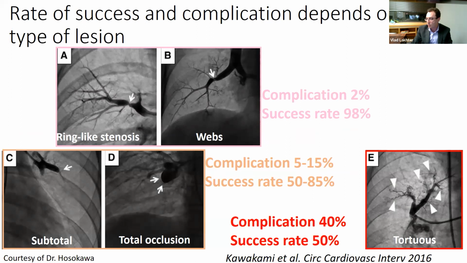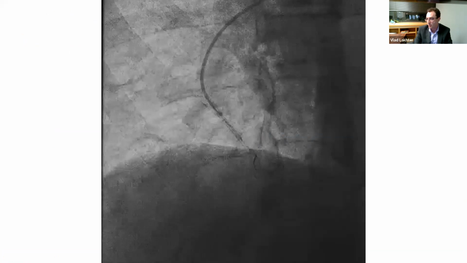And as you progress to subtotal occlusions or to total occlusions, the complication rate starts to go up. The success rate is still fairly high. And in this paper, the complication rate of treating these tortuous vessels was up to 40%. So these are certainly not the lesions you would want to select first.